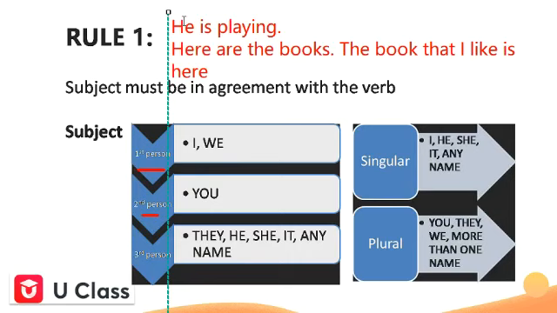First, ask yourself the question who is doing some work, and second, if the action word is not there, then ask yourself what is being talked about. What are you talking about? And the answer that you get will be the subject. For example, the book that I like is here. Now, what do you think is the subject in this sentence?